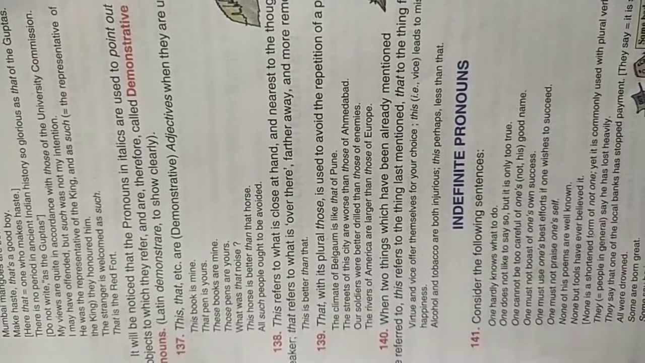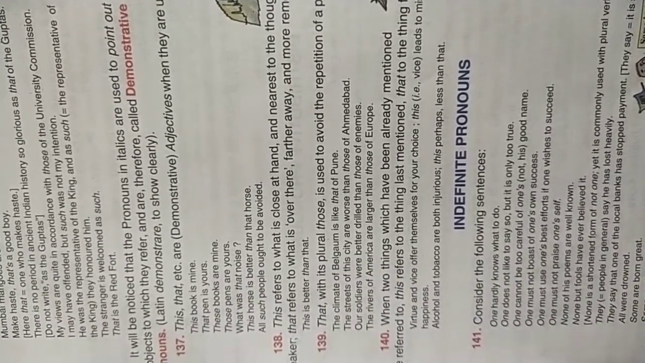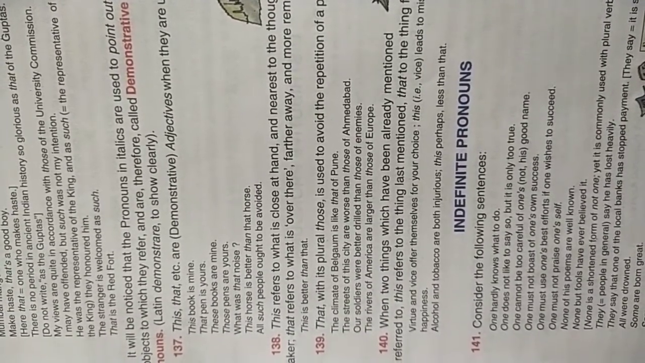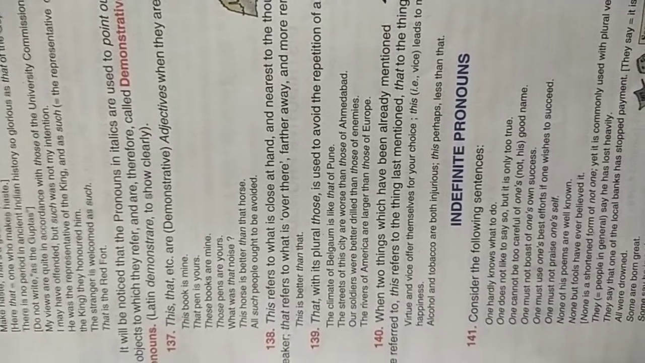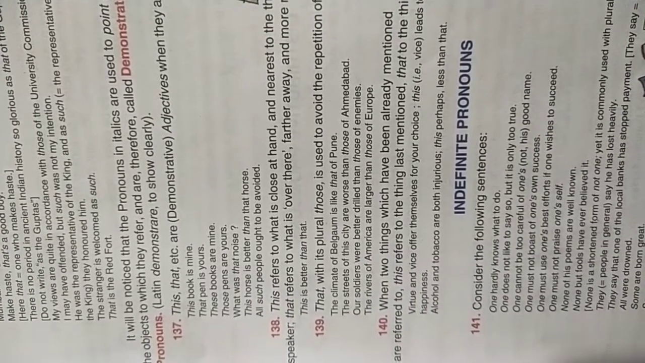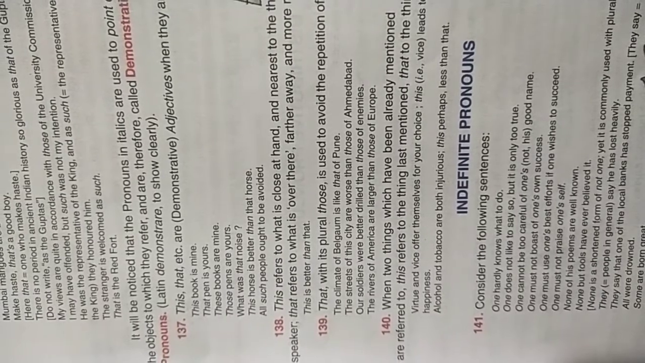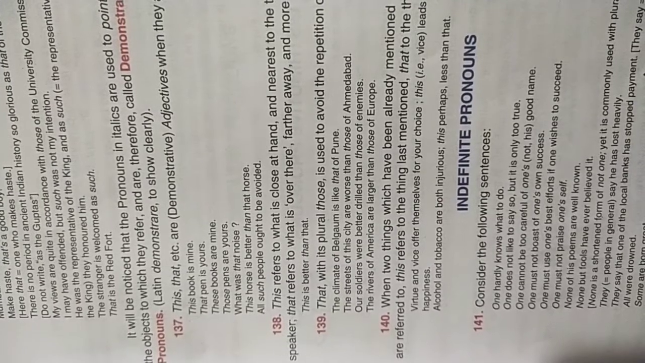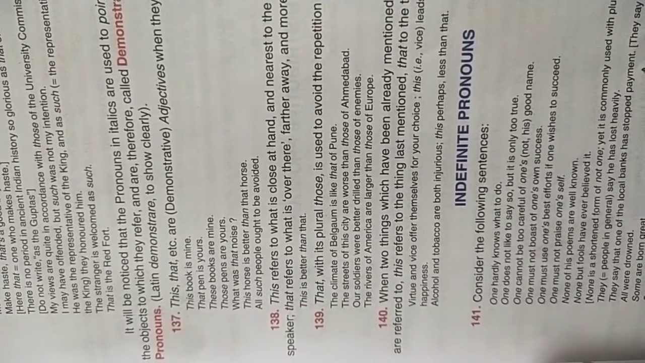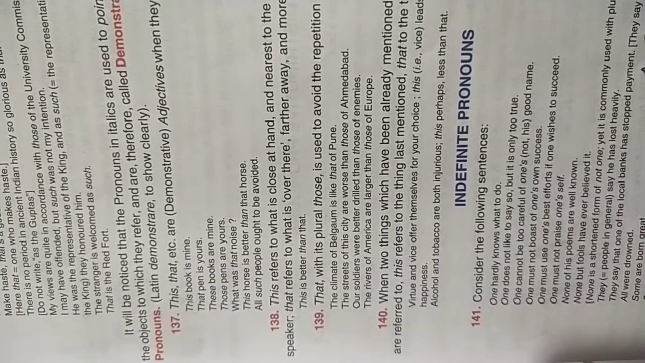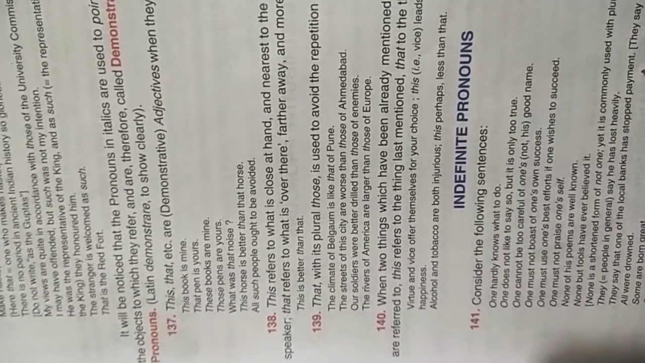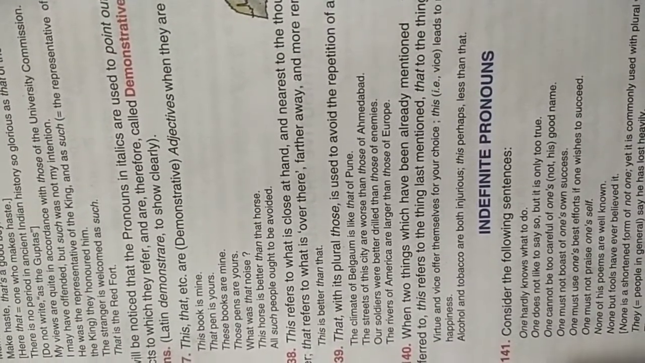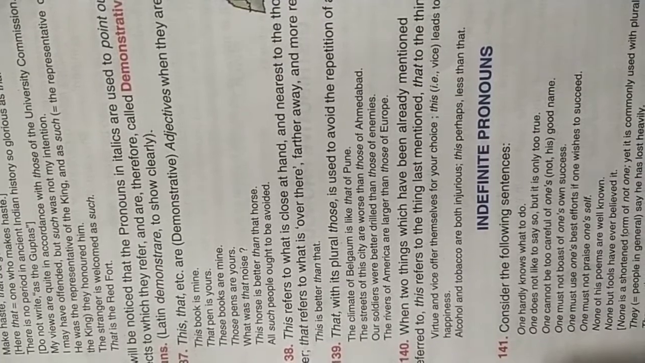One more thing, when this and that are used with nouns, then they become adjectives. For example, this book is mine. Book is a noun and this is used with the noun. But when we say this is my book, then this is not used with a noun. My is used with the noun. Then this is not an adjective. When we say this book is mine, then this becomes an adjective.